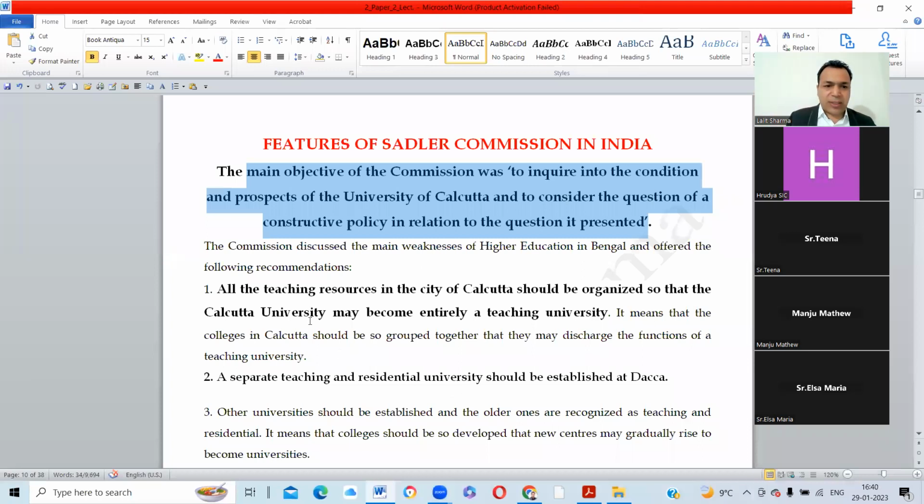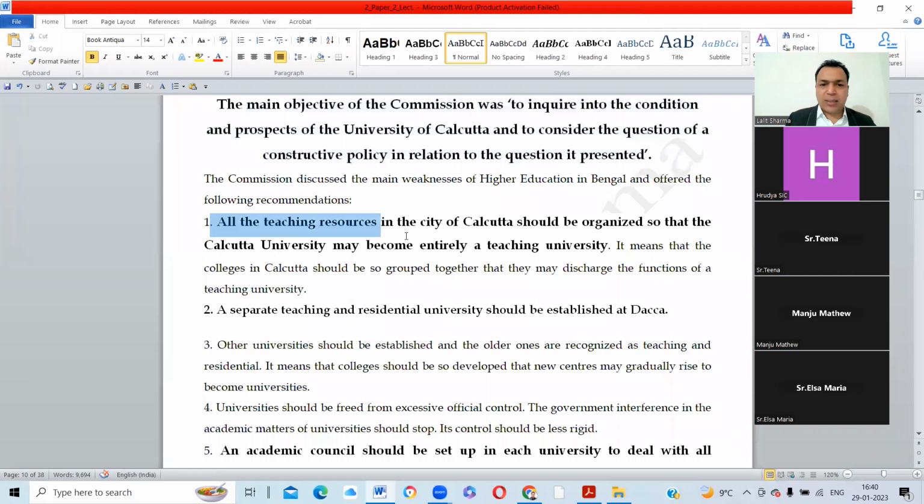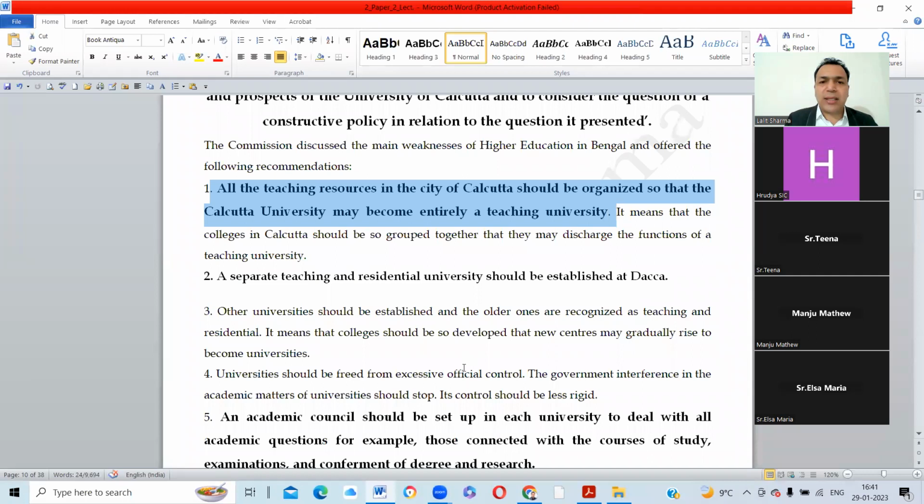Now, what were its features? Number one, you can see, some of the points I have highlighted, right? All the teaching resources in the city of Calcutta should be organized so that the Calcutta University may become an entirely teaching university. Actually, before independence, the education system was not systematically organized. Some students are studying from the madrasa, some from the college, from schools, different.